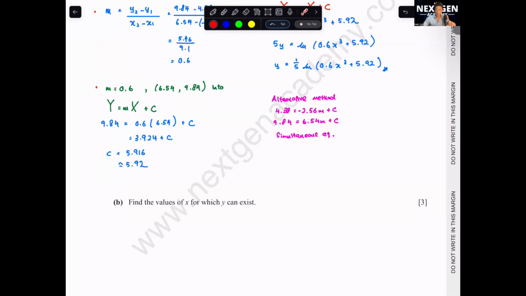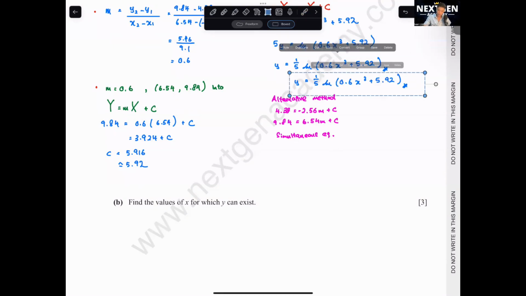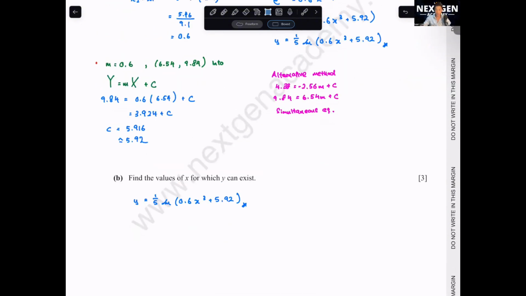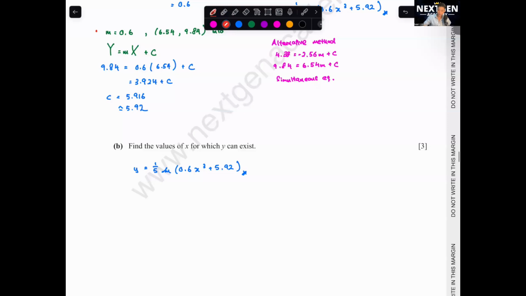First of all, we need to know what graph we are dealing with. This is y equals 1 over 5 ln 0.6x cubed plus 5.92. Let me rephrase the question. What are the values of x? Values of x means your domain. What is the domain of x for a ln graph? Do you all remember? More than 0. Very good.